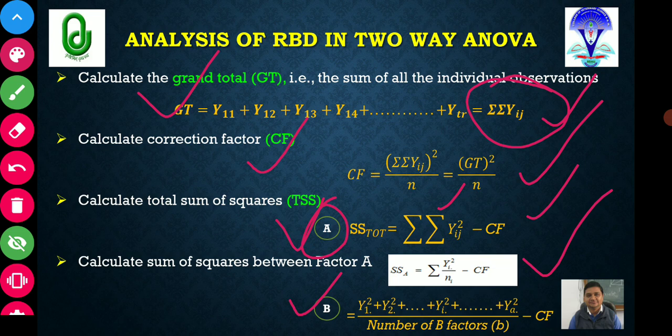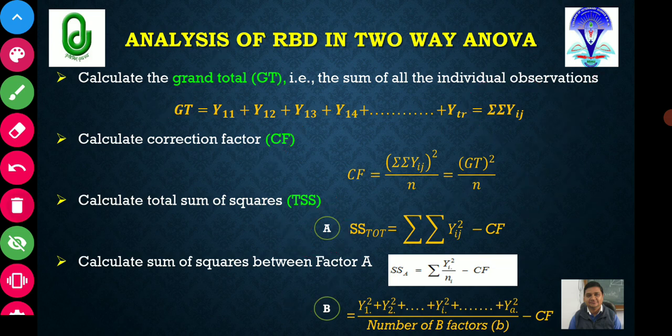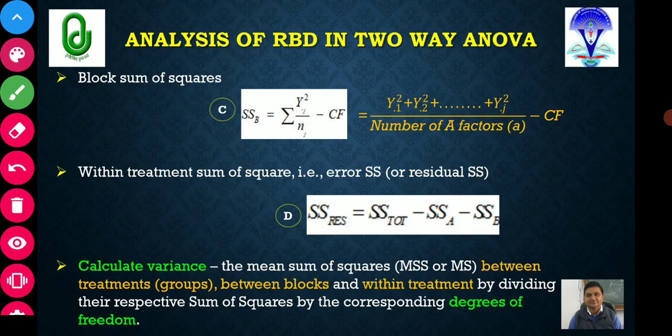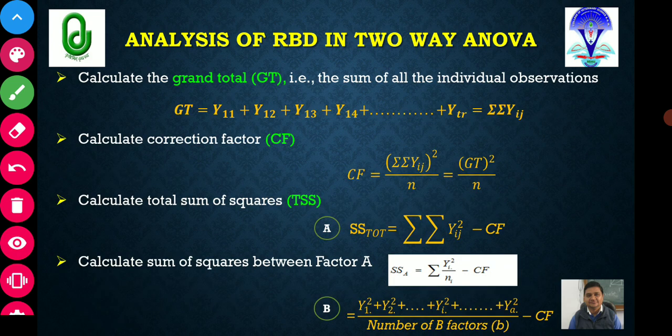So this is how we are calculating the sum of squares between factor A. Now another classification is the sum of squares due to factor B, that is the block sum of squares, or here you can say breed sum of squares. And the previous one, the sum of squares due to factor A, you can say it is the sum of squares between feed.